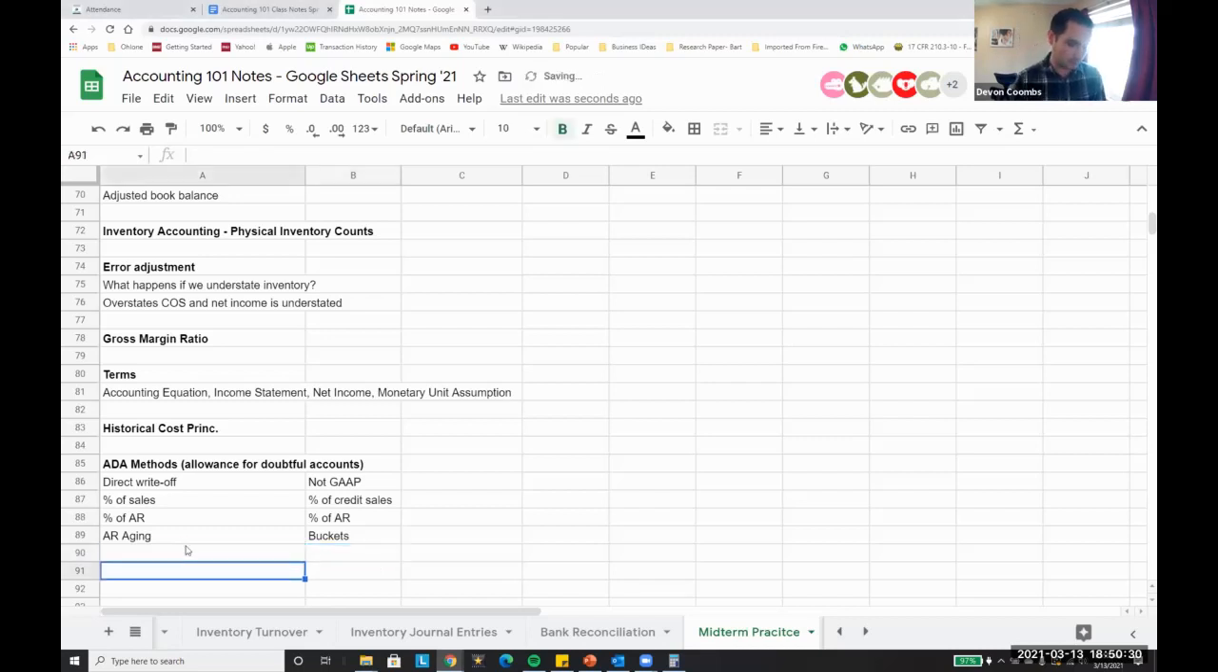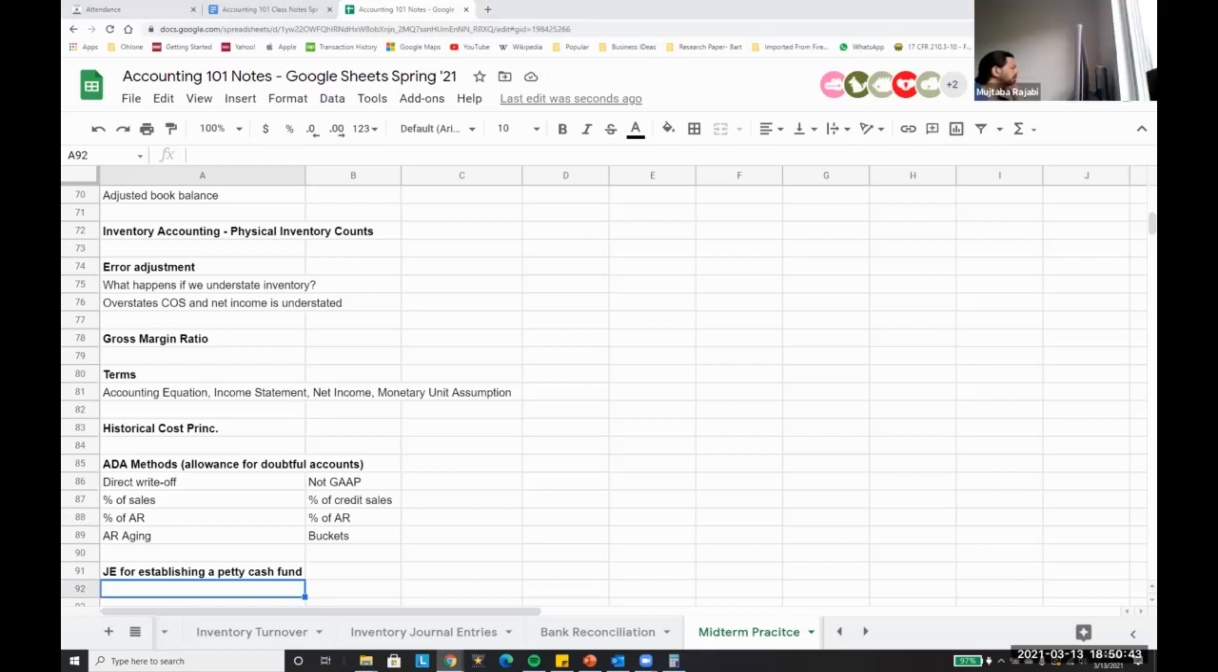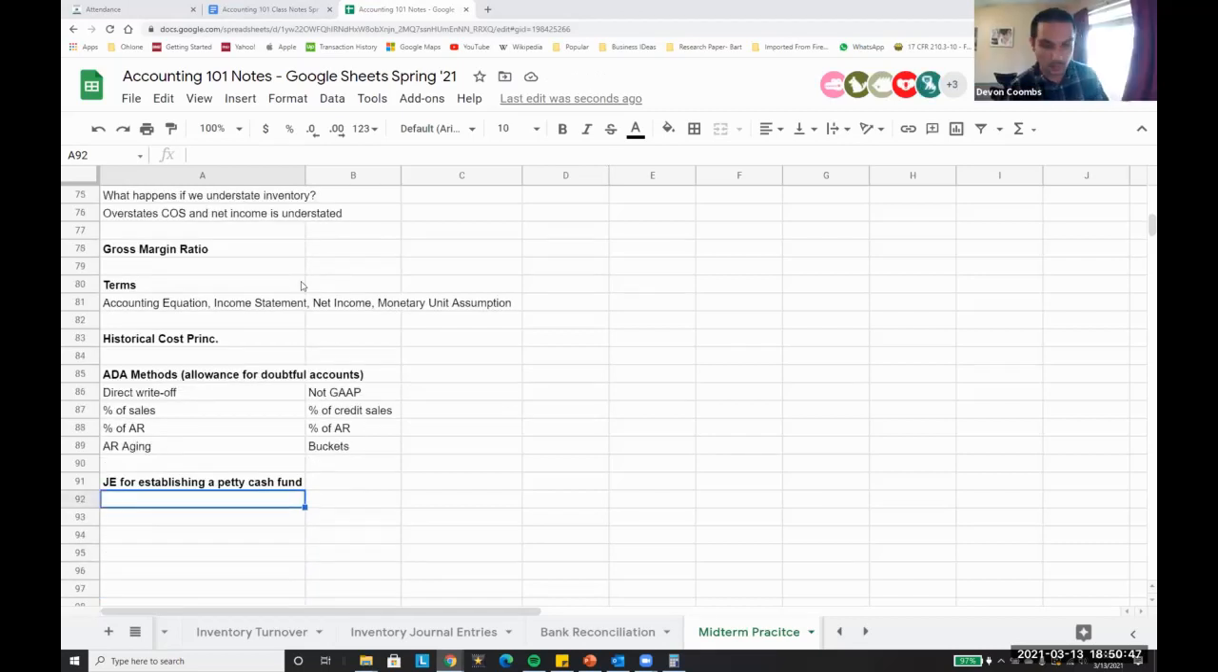Understand what the journal entry is for establishing a petty cash fund. Just to point out on the AR aging, we're going to use 360 days. I want 360 just for your homework and for the class. In real life, we use 365, 366, but just use 360 for these questions. That's how the book is structured. Good question.